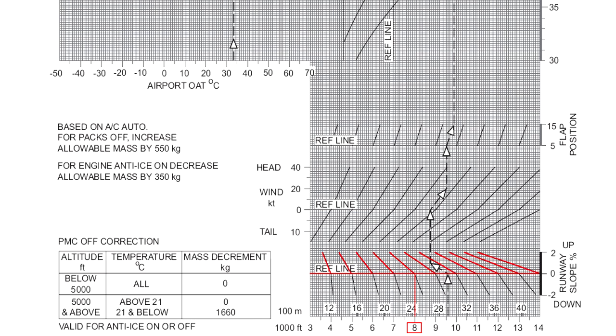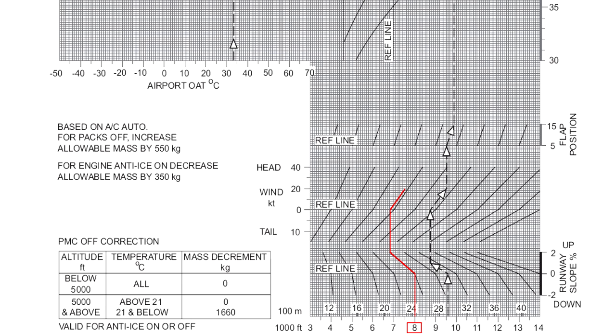Now travel either up or down the runway slope lines. We'll use a 2% upslope on our runway, so travel up and left using the guideline until 2% upslope is reached. From this point, move up vertically until the next reference line, which is for the wind. For tailwinds, travel down and left, paralleling the guidelines, but for headwinds, travel up and right, paralleling the guidelines. In our example, we'll assume a 20-knot headwind.